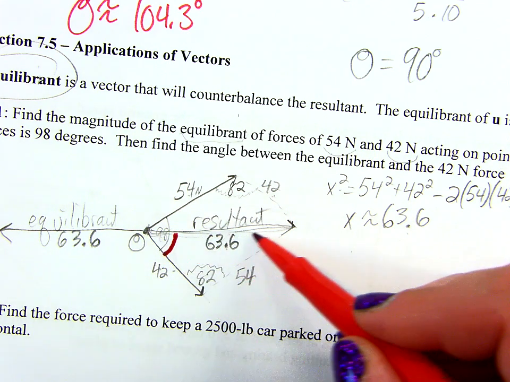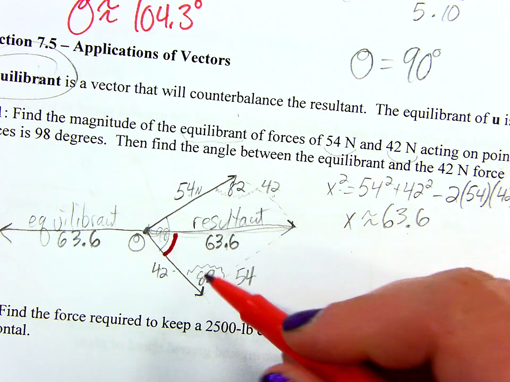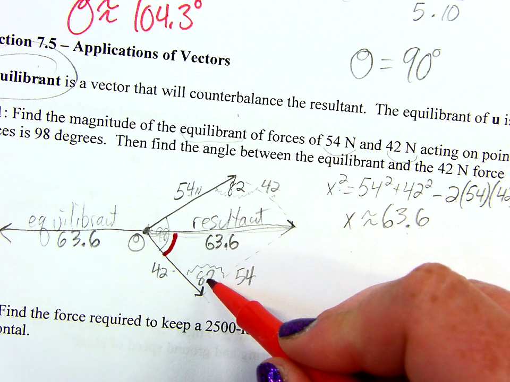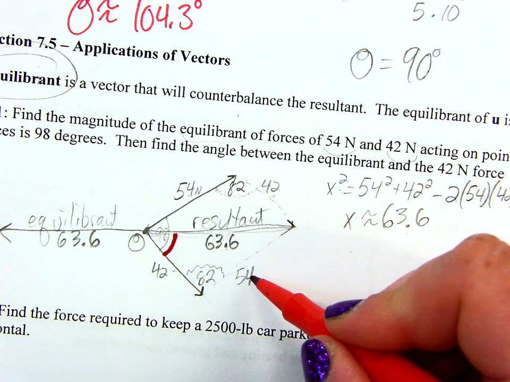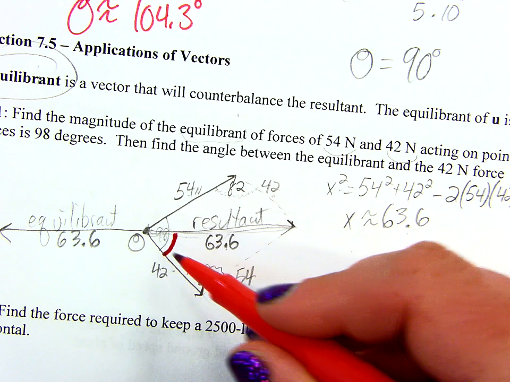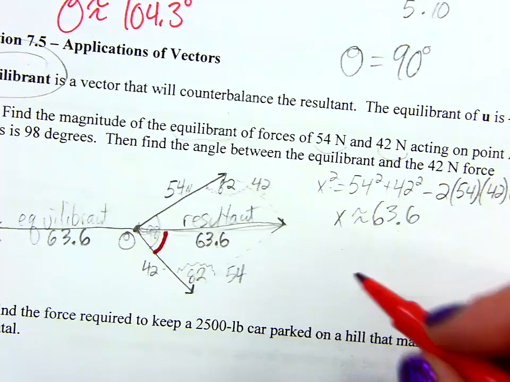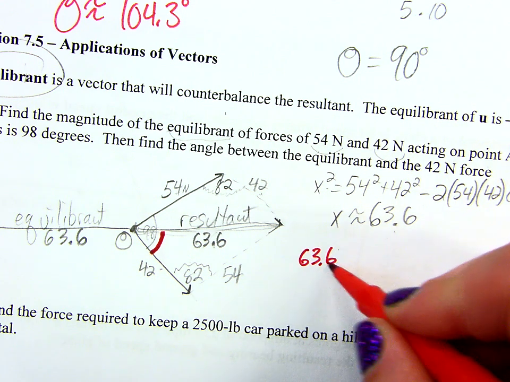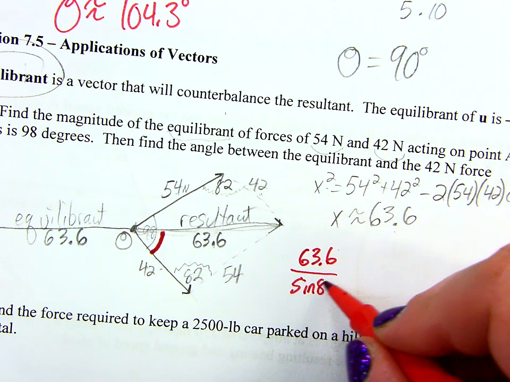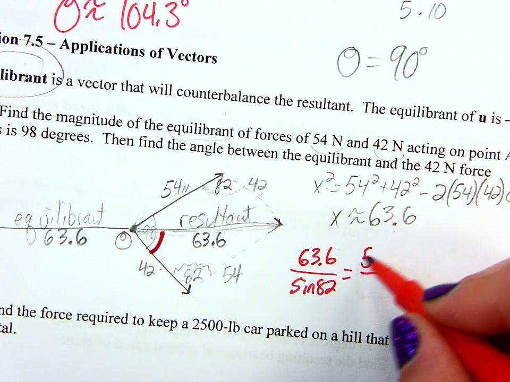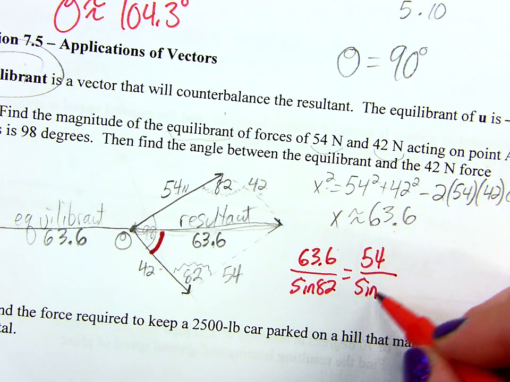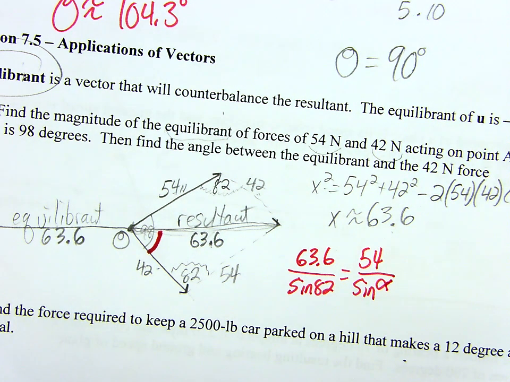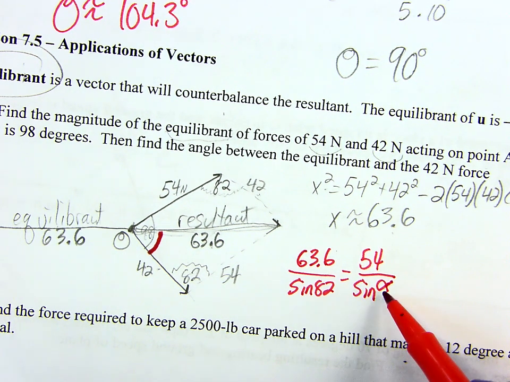So now just looking at this bottom triangle, I can use law of sines. I can do the resultant, 63.6 over the sine of 82 equals 54 over the sine of that missing angle. That is the only thing I don't know, so I should be able to solve for it. I'm going to call it alpha because I already have a theta in there. And now all I have to do is solve for that angle.